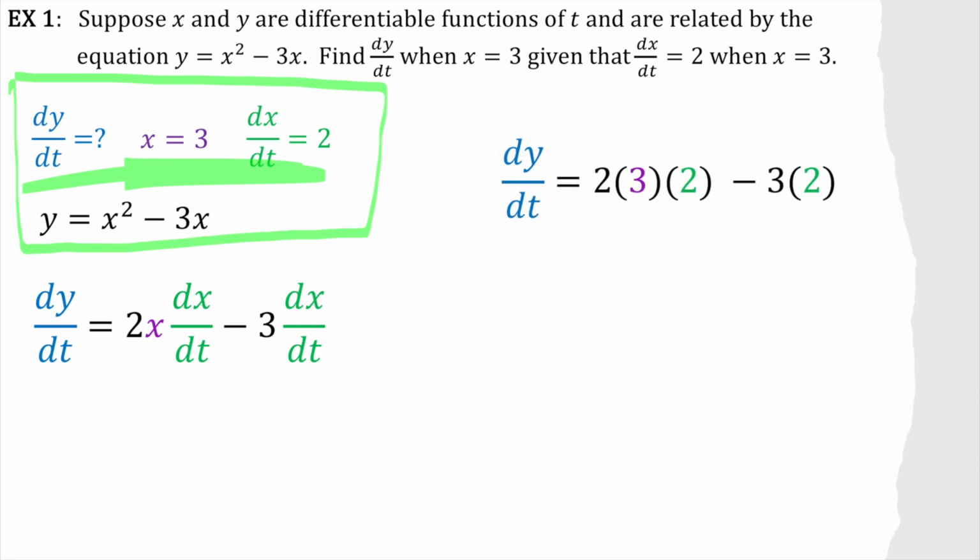So dy/dt equals 2 times 3, that's x, times 2 minus 3 times 2. So plug in dx/dt and x, and then simplify it. So dy/dt equals 6.